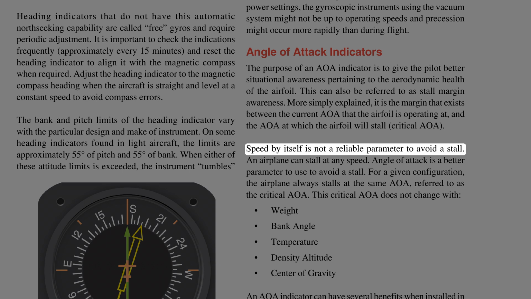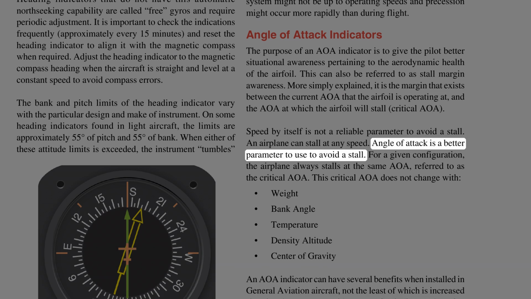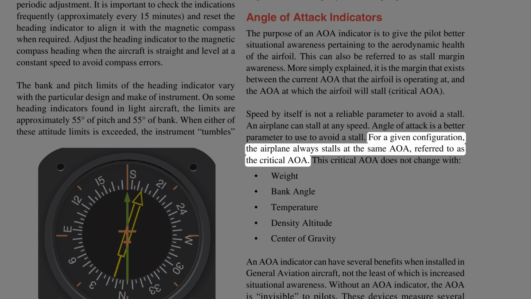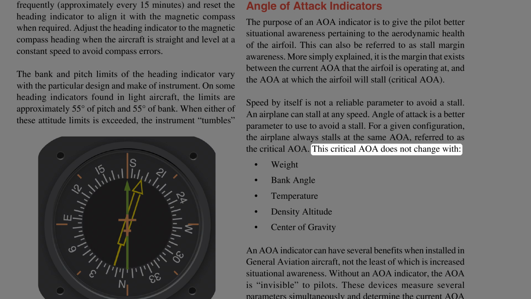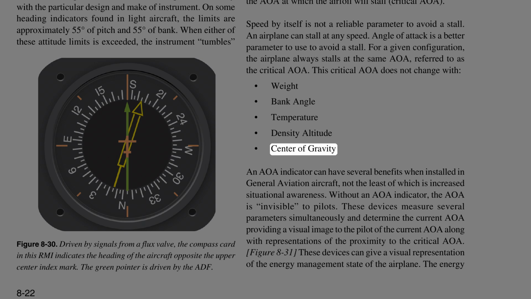Speed by itself is not a reliable parameter to avoid a stall. An airplane can stall at any speed. Angle of attack is a better parameter to use to avoid a stall. For a given configuration, the airplane always stalls at the same AOA, referred to as the critical AOA. This critical AOA does not change with weight, bank angle, temperature, density, altitude, center of gravity.